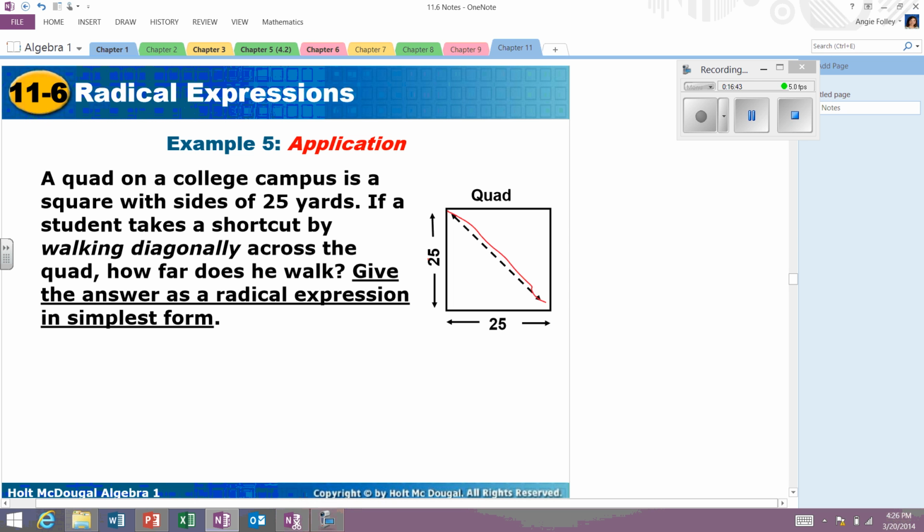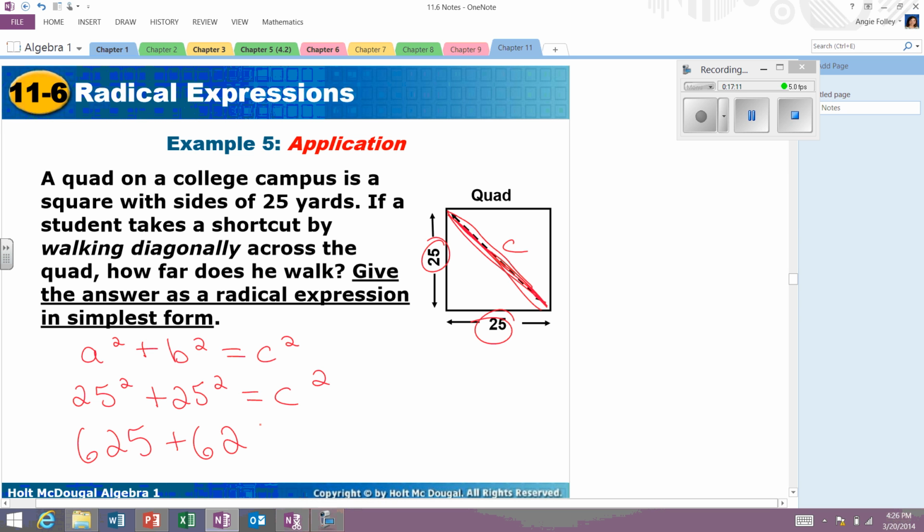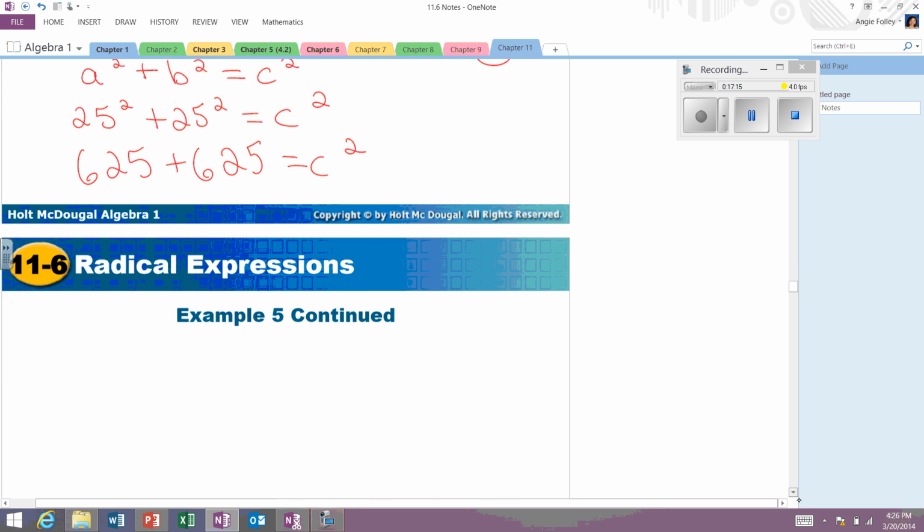All right, so in order to solve this, we need the Pythagorean theorem. So if you guys don't forget, the Pythagorean theorem says a squared plus b squared equals c squared. So now my c is always the diagonal, the hypotenuse of the triangle, and that we don't know. But we know our a and b. So I'm going to plug 25 squared in plus 25 squared in is equal to c squared. So 25 squared is 625 plus 625 is equal to c squared. I'm going to continue this on the next one.